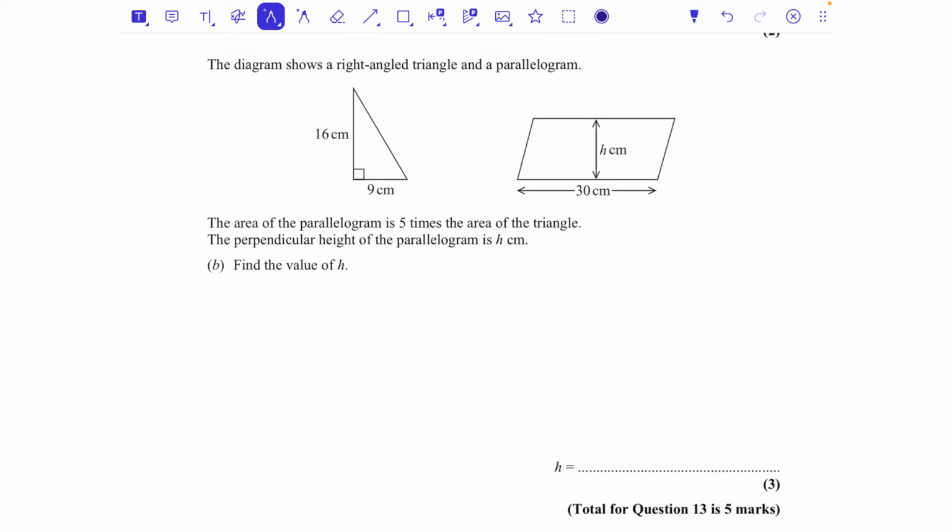Then the diagram shows a right-angled triangle and a parallelogram. The area of the parallelogram is 5 times the area of the triangle. The perpendicular height of the parallelogram is h. Find the value of h. So first we're going to work out the area of the triangle, which is base times height divided by 2.